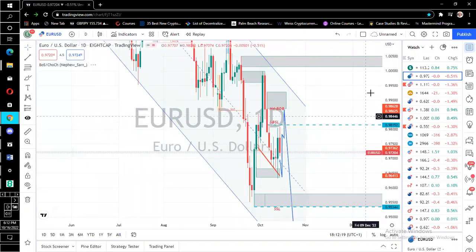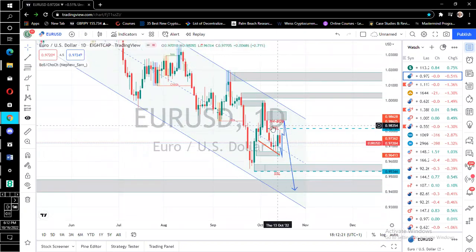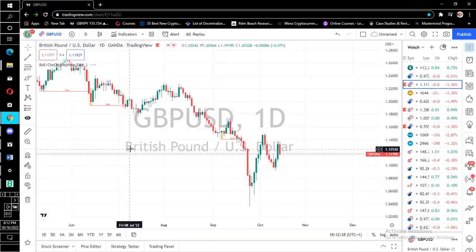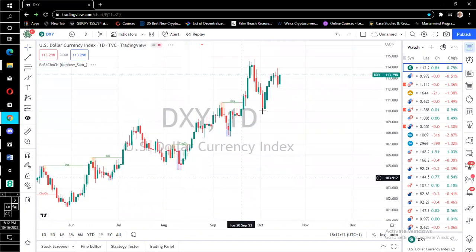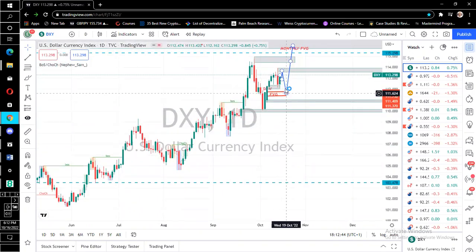On daily, you'll find that we have a fair value gap here, a daily fair value gap, where market has not really entered. We want to see a bullish move on Monday that will go up and tap into this fair value gap. Then dollar should be looking for a way to give us a bearish move.